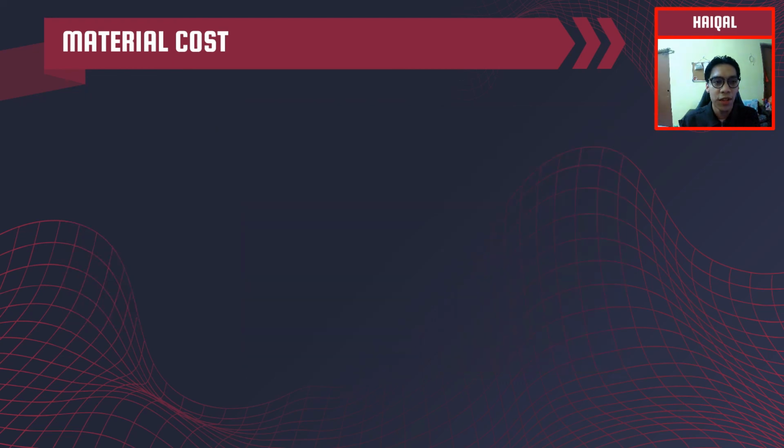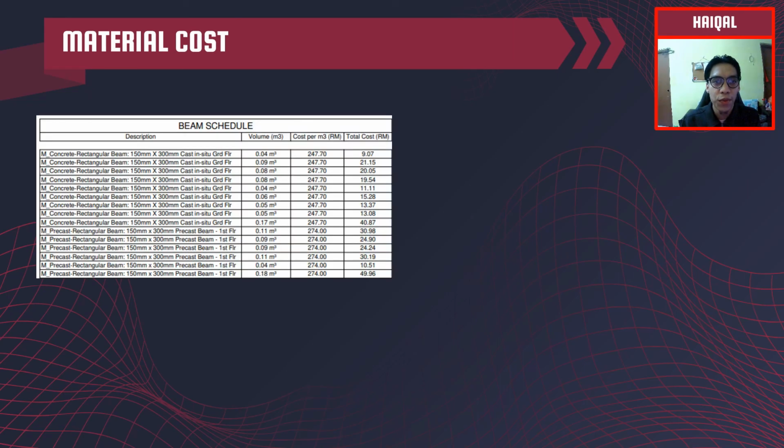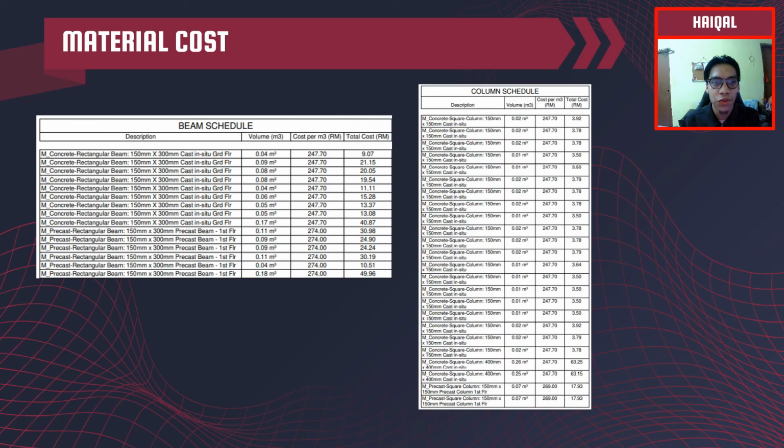Moving on to the last material cost for building structure. In the building structure, there are beam, column and floor slab. The beam used for this building is cast in situ and precast beam. The cost for the beam is RM247 per meter cube. Next, for the column section, there are two types of column that we use, which are cast in situ and precast column. The cost for the column is RM247 per meter cube for cast in situ, while RM269 per meter cube for precast column.